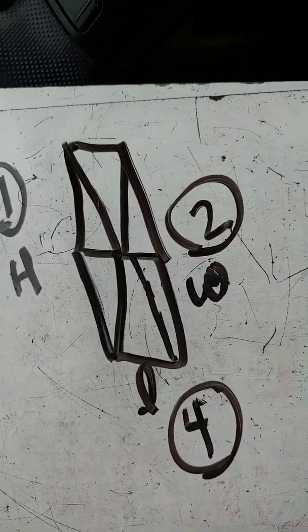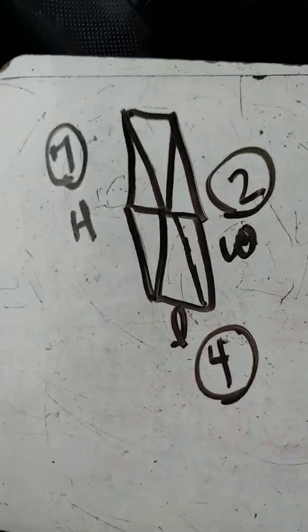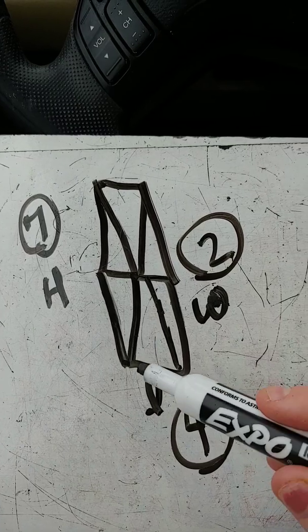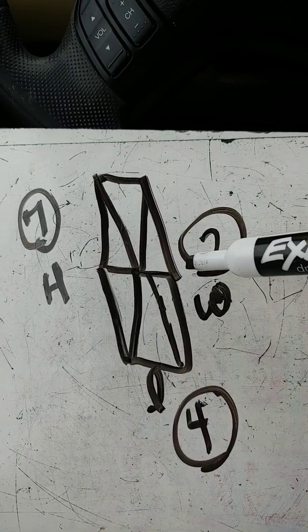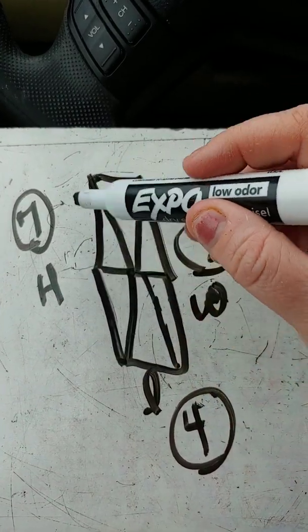All right, so here is my three-dimensional shape. Yes, I know I'm not the best artist, and you guys know that too. So our length is going to be this distance right here. Our width is going to be this distance here. And then our height is how tall it is.